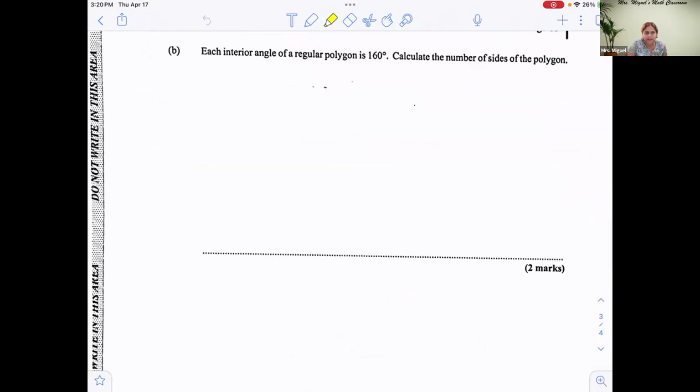Each exterior angle of a regular polygon is 160 degrees. Calculate the number of sides of the polygon.